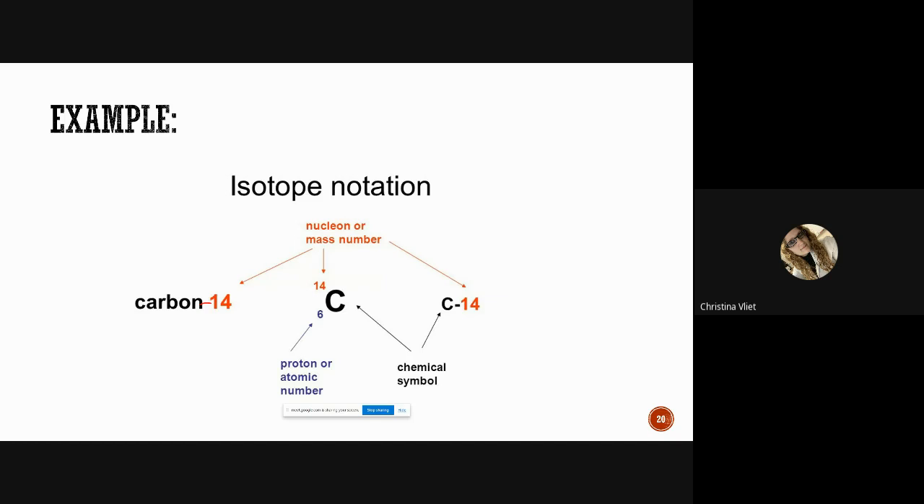What you have to recognize in any of those is that 14 is the nucleon number. And if the atomic number is not told to you, will you be able to figure it out? If you're told carbon-14, how do you know that carbon's atomic number is 6? Well, you always have a periodic table, so you get it from there.